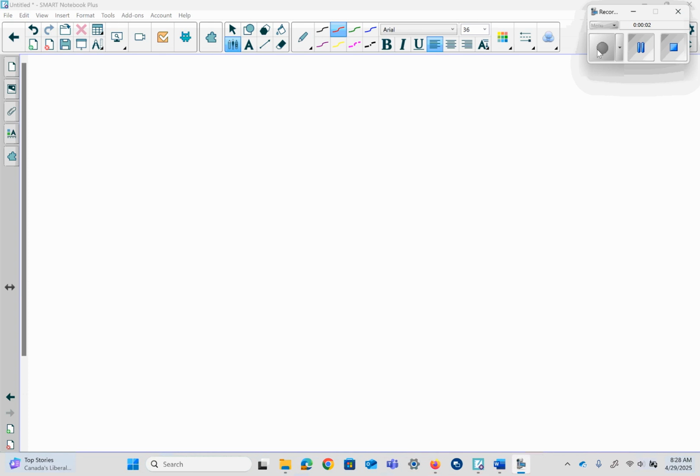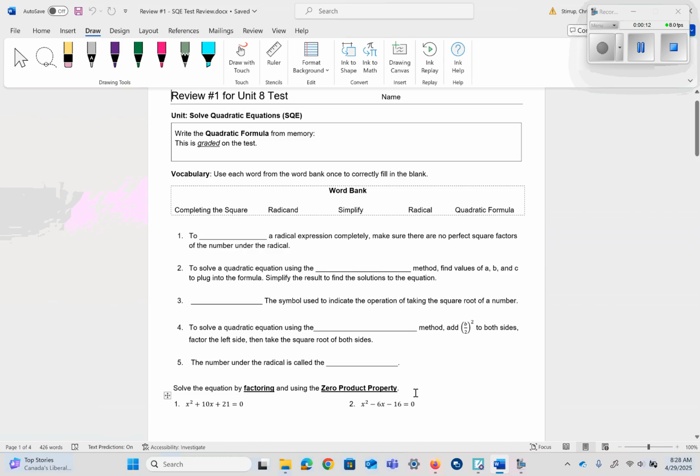Hi guys, this is the review packet and how you could go through and make sure that you feel comfortable for the test that we will have on Thursday. Remember, on Friday you need to bring your computer because we are doing STAR testing.